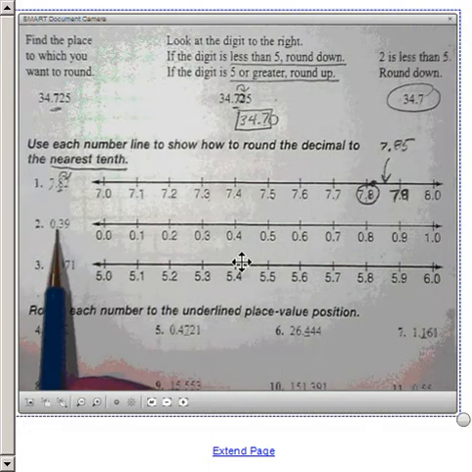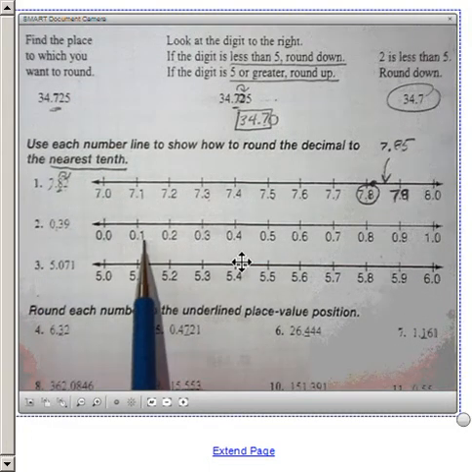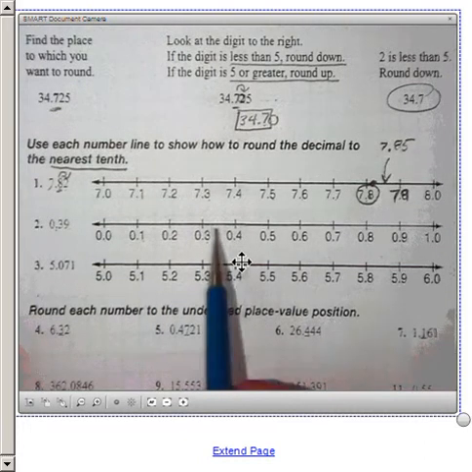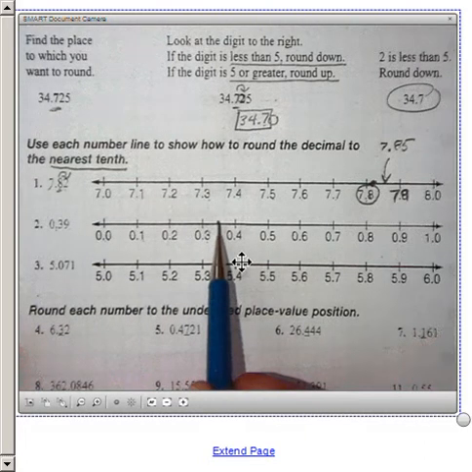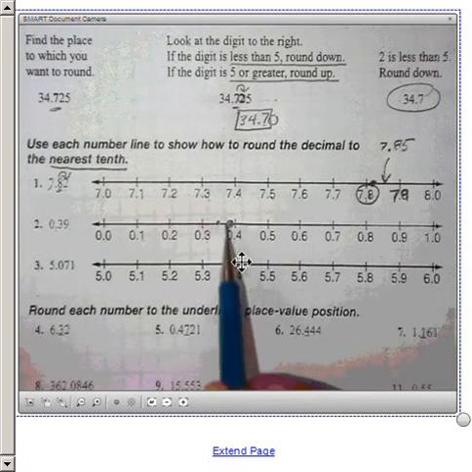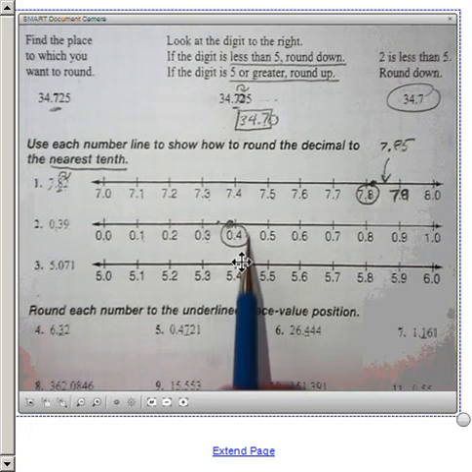Our next one, we've got 0.39. So this is 0.0, 0.1, 0.2, 0.3. Is it going to be past 0.35? It's almost going to be at 0.4, so it'll be right in there. So when we round it, it'll be right there at 4/10.